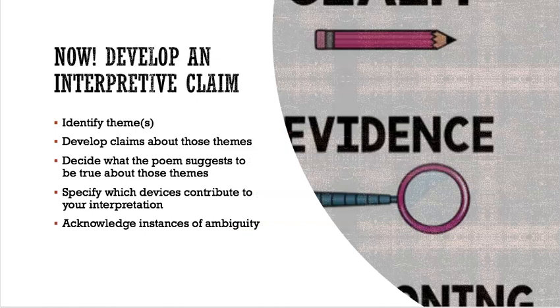Finally, you're ready to develop an interpretive claim. This is when you can identify the themes and begin to make conclusions about those themes. Specify the devices which contribute to your interpretation, and then be able to acknowledge the ambiguity and the fact that there may be multiple meanings.